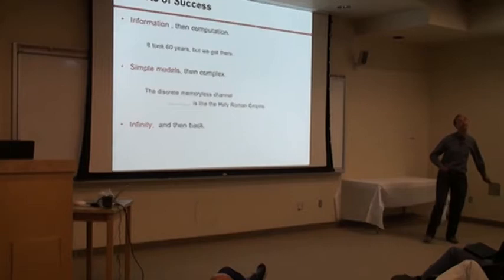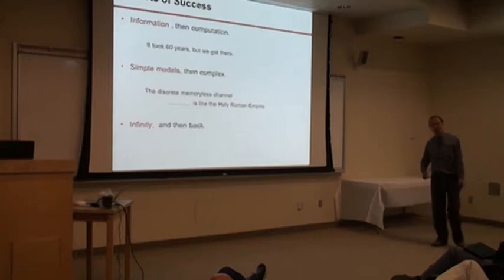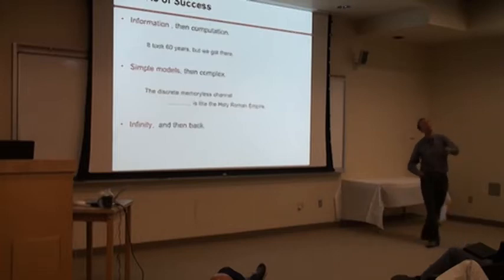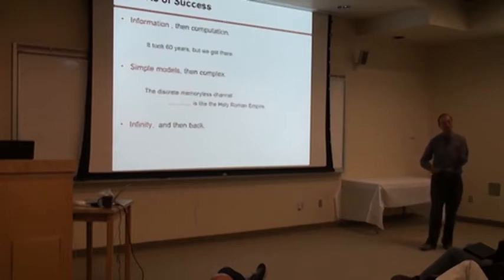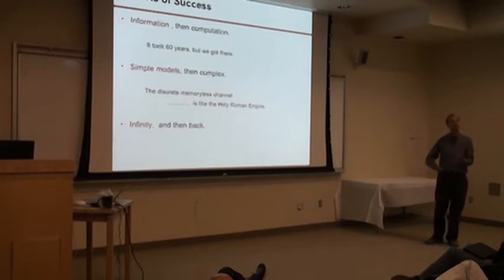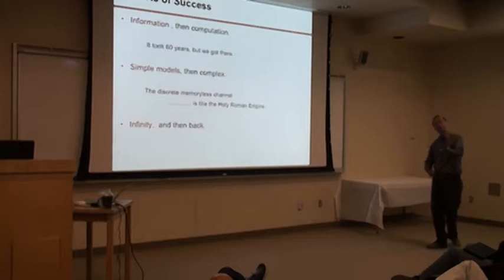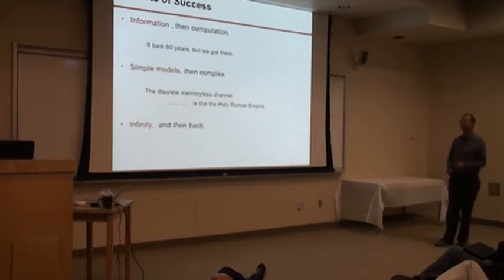Number three is infinity and then back. So he starts with looking at the problem at the asymptotic limit. Not exactly infinite block length, but finite but very, very long block length. And then he says, when you actually design a system, then you go back and design a system. But the asymptotic limit seems to give a lot of insights about the finite system. So what is the value of this approach?